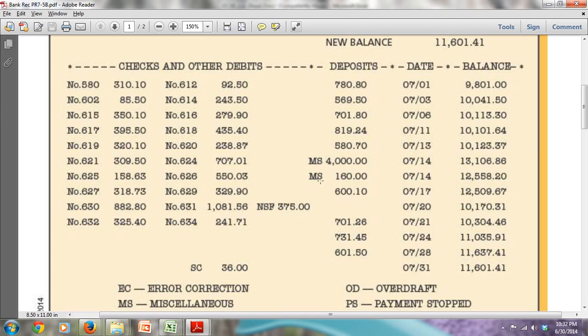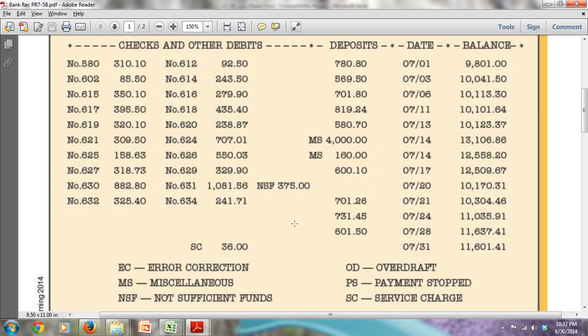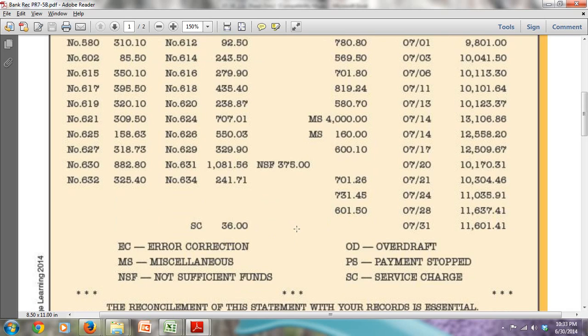These miscellaneous items, that's something else. We'll talk about that later, so skip those two miscellaneous items. And then we go down to $610, cross that off. $701.26, cross it off. $713.45, cross it off. $601.50, cross it off. So, yeah, that's it.